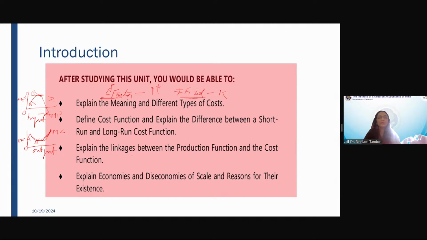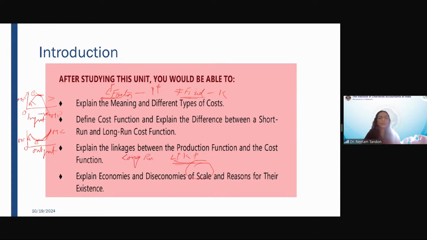But when we talk about the long term, we say returns to scale. Scale basically means what? You are increasing labor and you are increasing capital. Both you are increasing because now you can afford to, isn't it? You can afford to, it is in the long term.